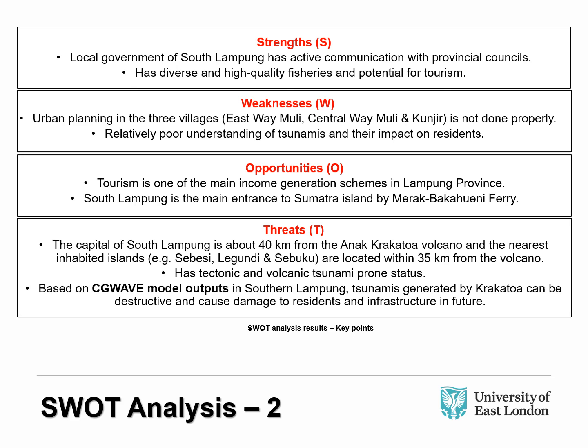Opportunities. Tourism is one of the main income generation schemes in Lampung province. South Lampung is the main entrance to Sumatra island by Merak Bakahuni ferry. Threats. The capital of South Lampung is about 40 kilometers from the Anak Krakatau volcano, and the nearest inhabited islands, such as Sabesi, Lagundi, and Sabuku, are located within 35 kilometers from the volcano. The area has tectonic and volcanic tsunami-prone status. Based on CG wave model output in Southern Lampung, tsunamis generated by Krakatoa can be destructive and cause damage to residents and infrastructure in future.